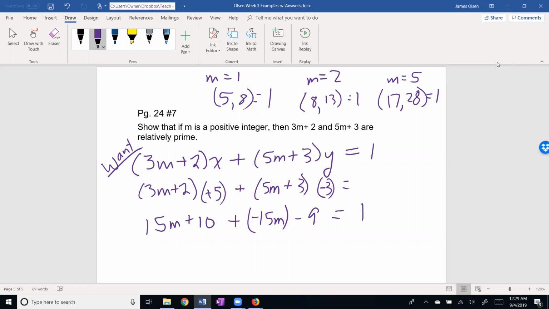So I have found a linear combination of 3m plus 2 and 5m plus 3 to be 1. So therefore, the greatest common divisor of these two numbers is 1.